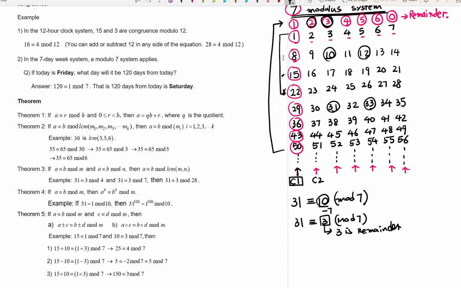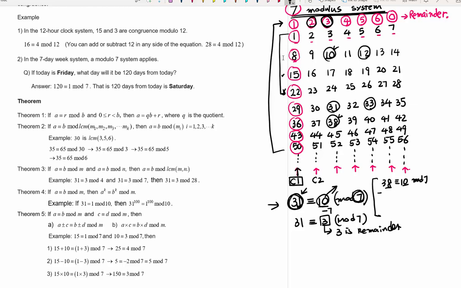When you have two numbers in the same column, you can change this number any times, because every time you can add 7 or subtract 7. You can also change the other number anytime. I'm going to change this number. 31 plus 7 is 38. Take a look over here, 31 and 38 are in the same column. Also 10 mod 7. So 38 and 10 are in the same column.